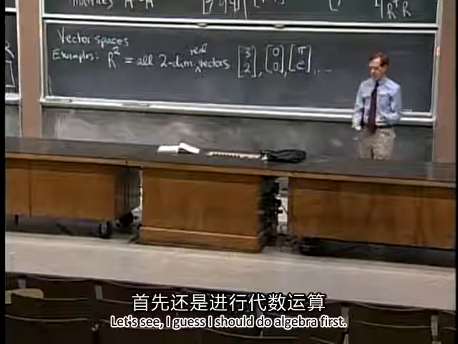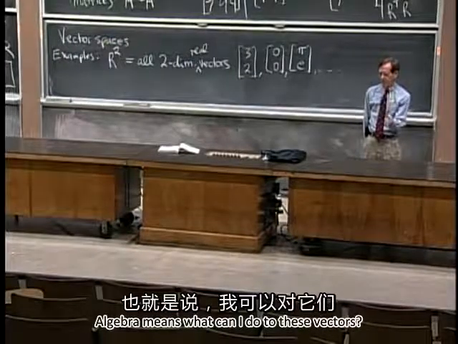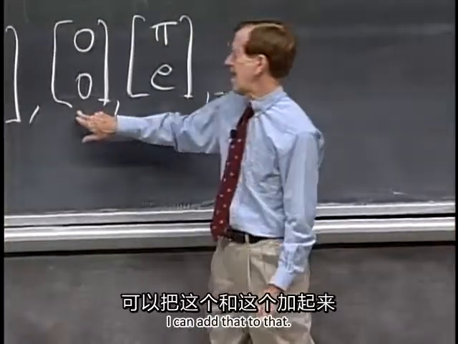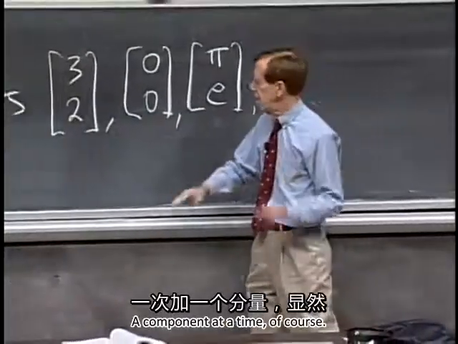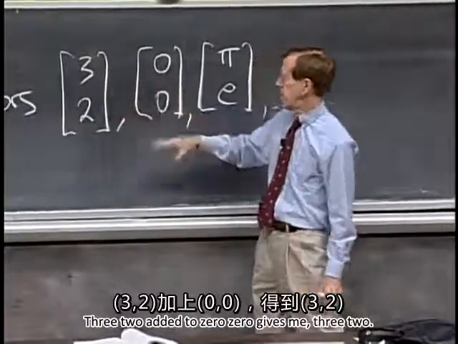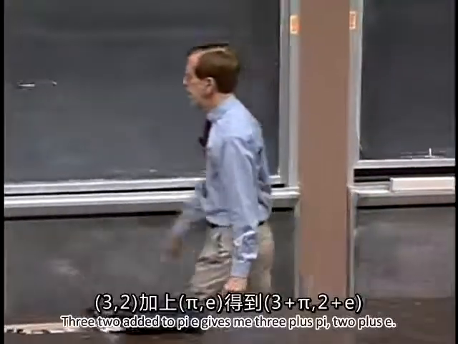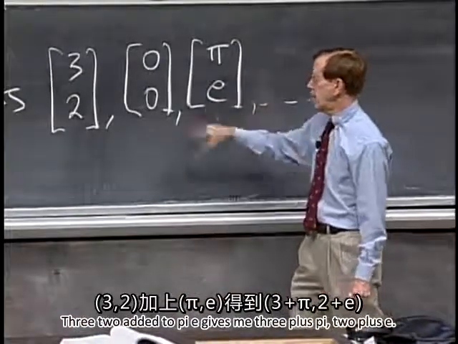Okay. Let's see. I guess I should do algebra first. Algebra means, what can I do to these vectors? I can add them. I can add that to that. And how do I do it? A component at a time, of course. 3, 2 added to 0, 0 gives me 3, 2. 3, 2 added to pi, e gives me 3 plus pi, 2 plus e.